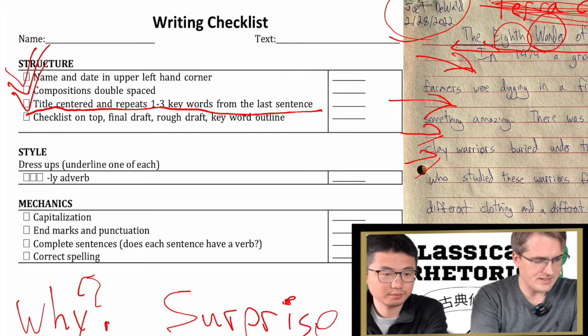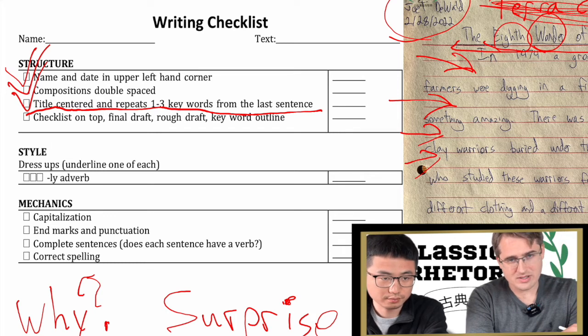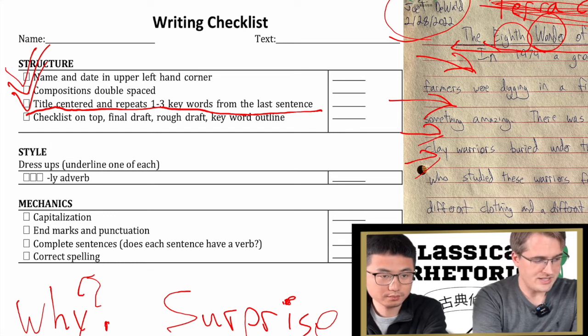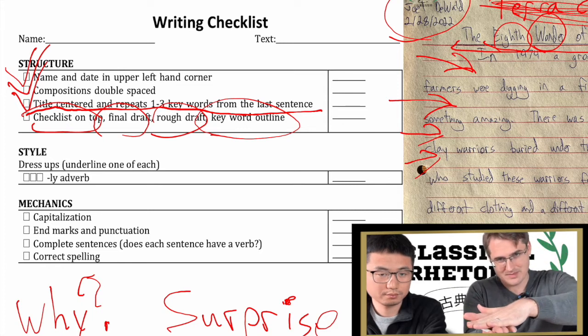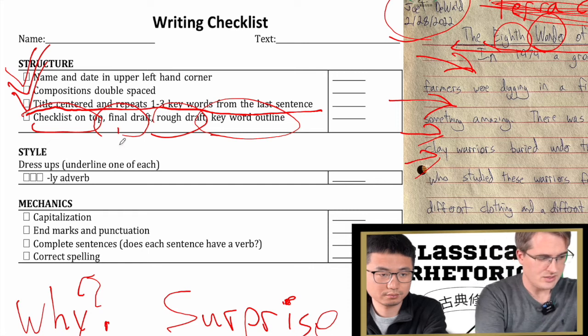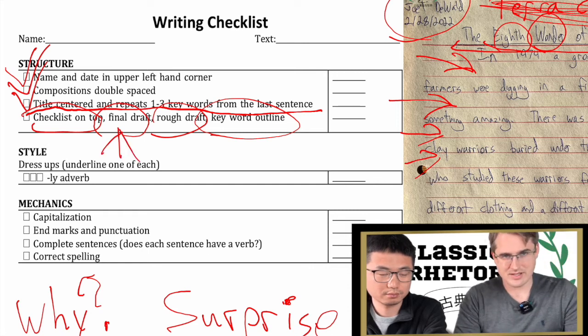This next one is if you were in a physical class, then you would give your teacher the checklist, then the final draft, then the rough draft, and the KWO all together in a packet. But since you are not in a physical class, you just submit your final draft to the app.